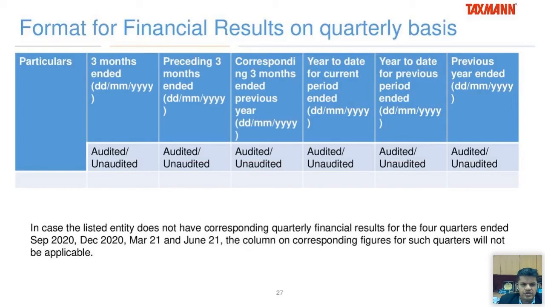And therefore you will also only have in that case 30th September current quarter results. And you will also have the September 2020 half-yearly results, and March 2021 full-year results. So you will only have 3 columns in that case.